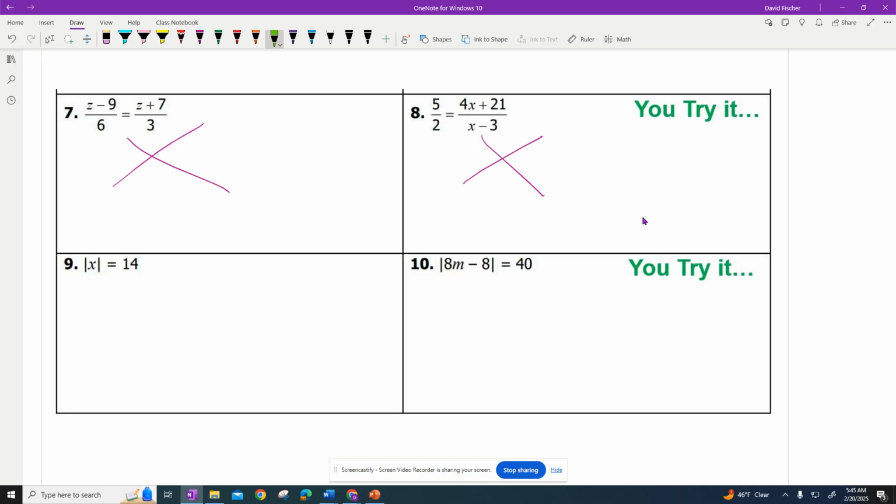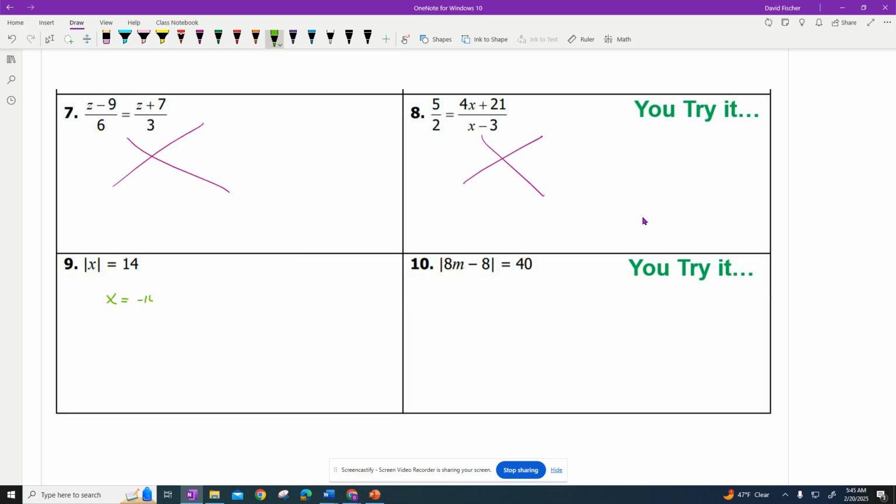Now, absolute values, our rule says get the absolute value by itself, and then once it's by itself, write it twice, once with a negative, once with a positive. I'm always going to keep an eye out, though, that if I have my absolute value by itself and it's a negative, well, then it's no solution. We're still good here. I got the easy one.